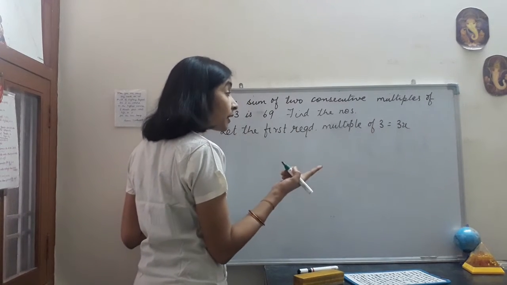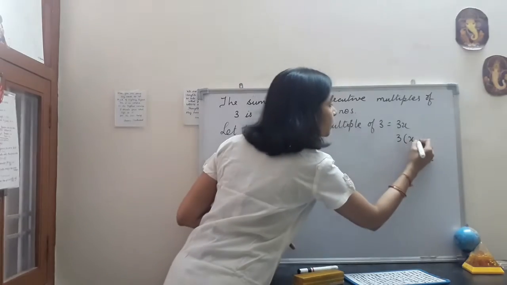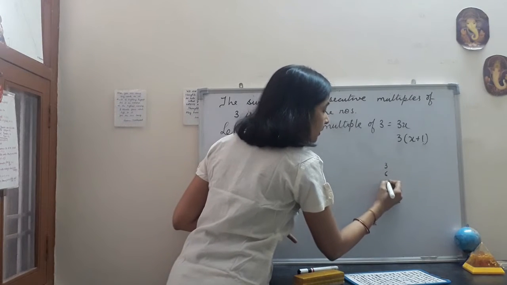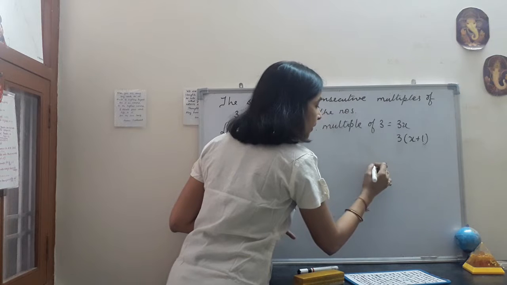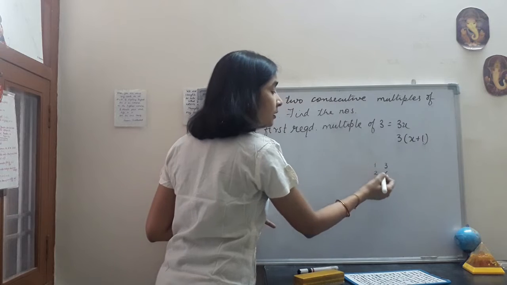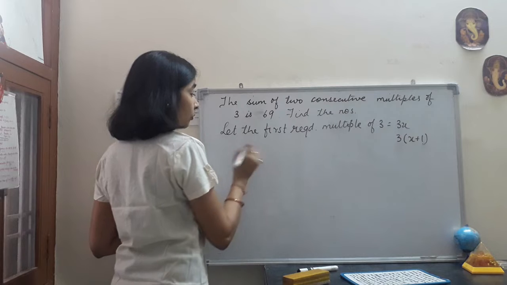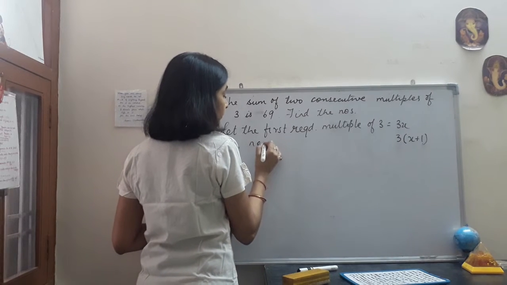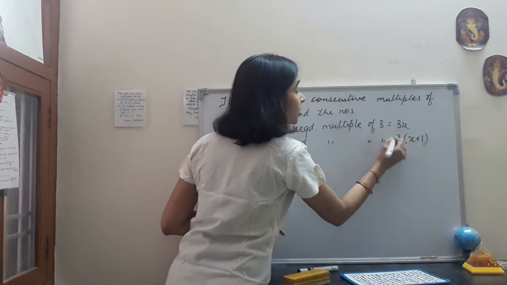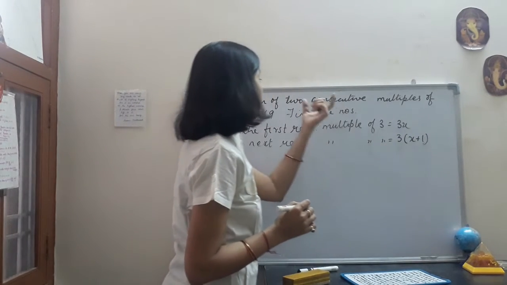So what will be the next multiple of 3 that we require? That will be 3 into x plus 1. Because when we are taking the multiples of 3, that is 3, 6, 9, this 3 is multiplied by 1 and this 6, here 3 is multiplied with 2. That means 1 plus 1 is equal to 2, then 2 plus 1 is equal to 3. So the next required multiple of 3 is equal to 3 into x plus 1. Now we have the two multiples of 3 which we need.